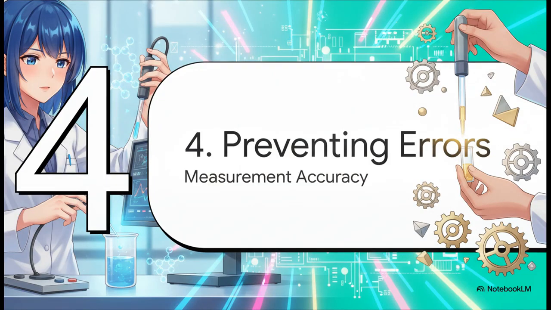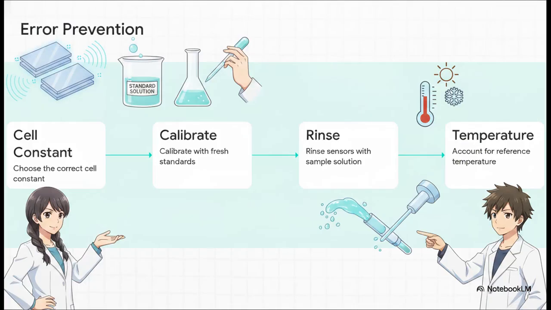Section 4. Preventing measurement errors. Because as we know, with great precision comes a great need for care. To make sure our microscopic electrical readings aren't completely ruined by basic laboratory contamination, you have to follow a strict, standardized workflow. For example, using a 4-step method like Mettler-Toledo's. You absolutely must choose the correct cell constant. Always calibrate with fresh standard solutions. Thoroughly rinse your sensors with the actual sample to stop cross-contamination, and meticulously account for temperature.